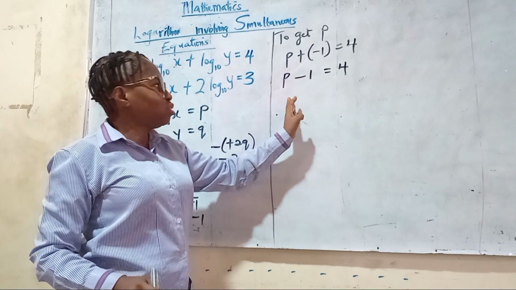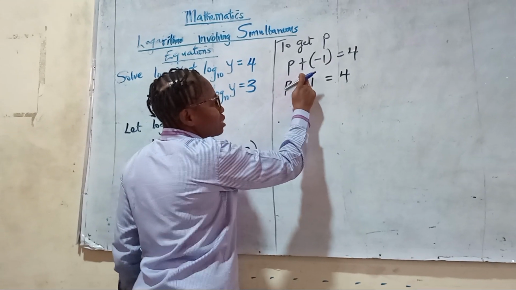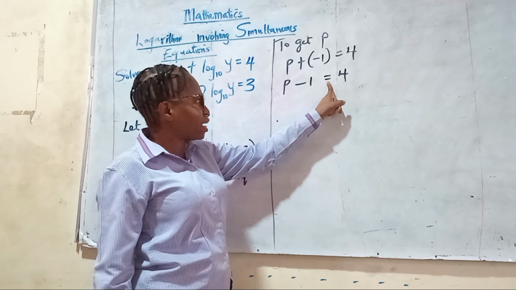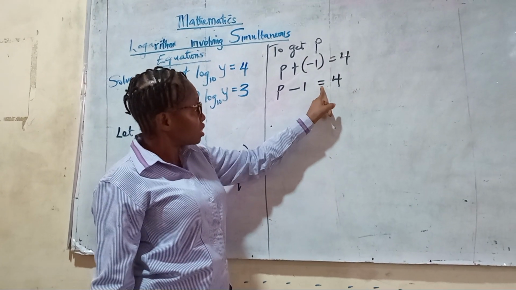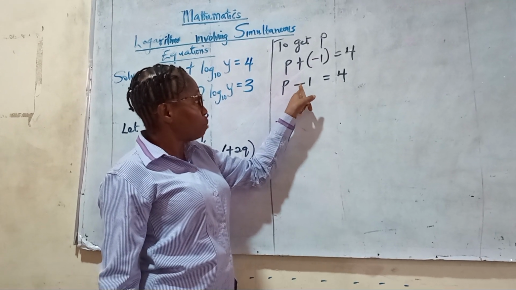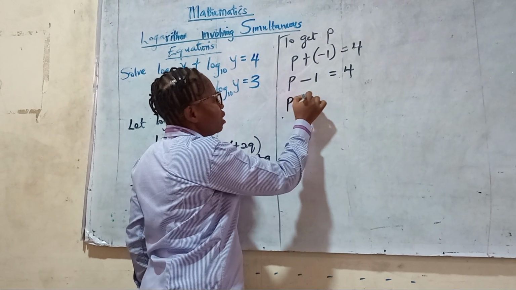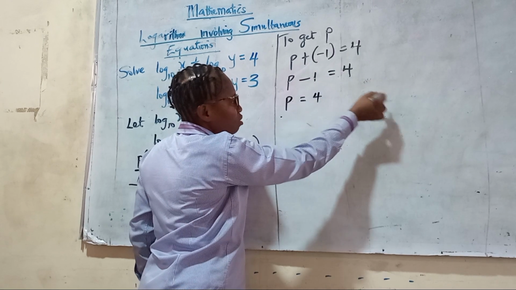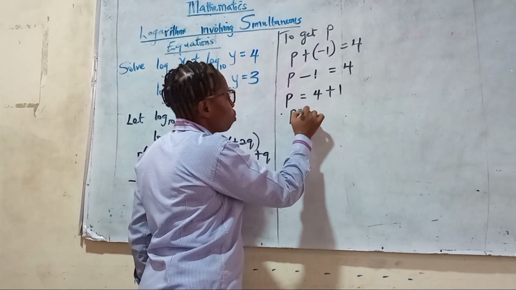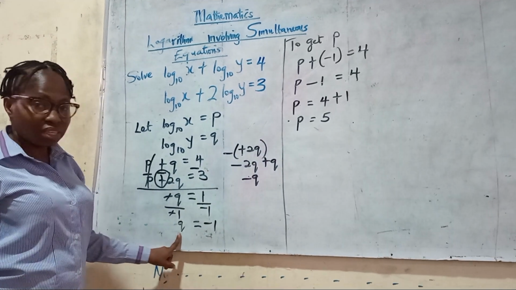The next step is to collect like terms. This minus 1 crosses over the equality sign. When it crosses the equality sign, the sign changes from minus 1 to plus 1. In that case, we have p equals to 4 minus 1 crossing over, it becomes plus 1. From here, p equals to 5. We have gotten p, we've also gotten q.